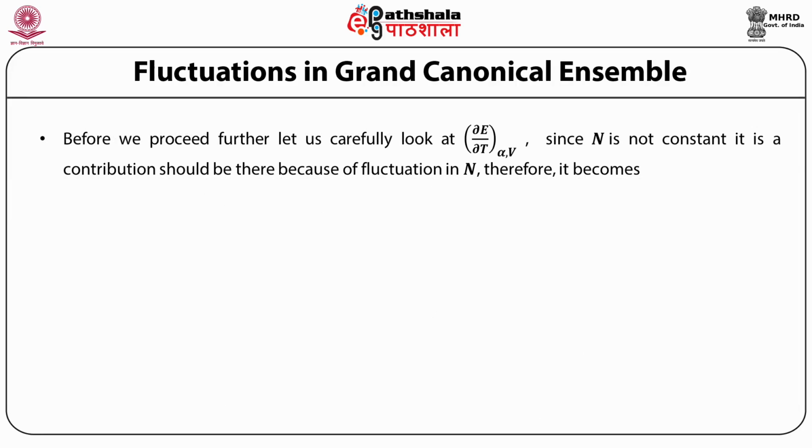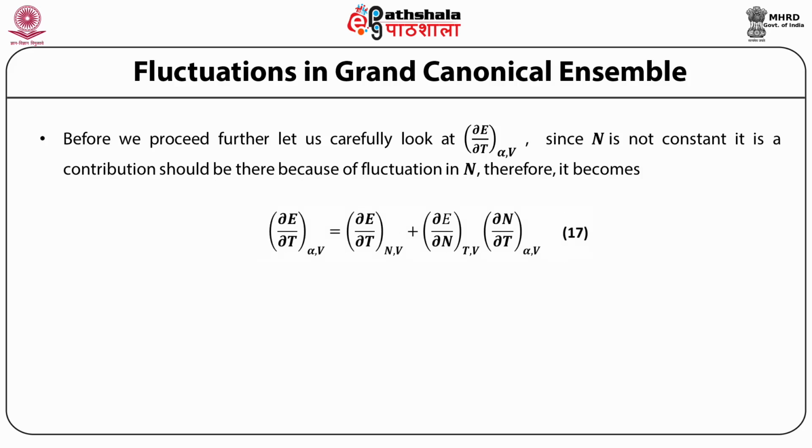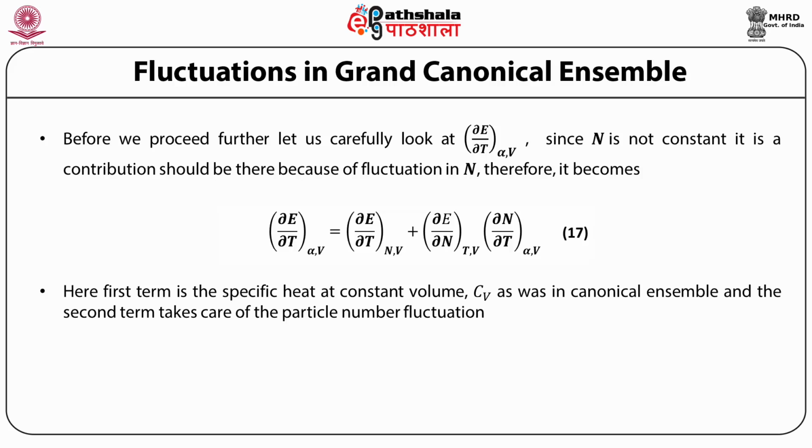Before we proceed further, let us carefully look at the partial derivative of E with respect to T at constant alpha and constant V. Since N is not constant, its contribution should be there because of fluctuation in N. Therefore, it becomes the partial derivative of E with respect to T at constant alpha and V, equal to the partial derivative of E with respect to temperature at constant N and V, plus the partial derivative of E with respect to N at constant T and V multiplied by the partial derivative of N with respect to T at constant alpha and V. Here, the first term is the specific heat at constant volume CV, as was in the canonical ensemble, and the second term takes care of the particle number fluctuation.